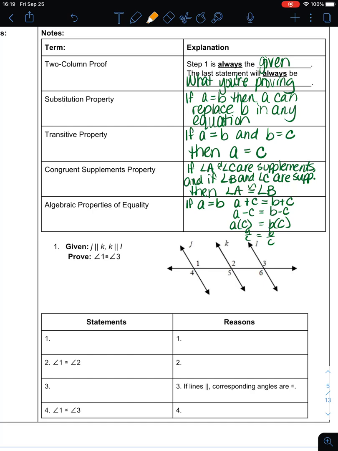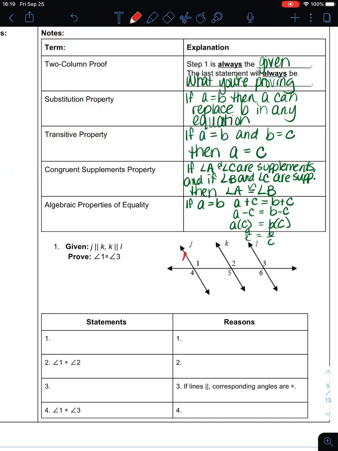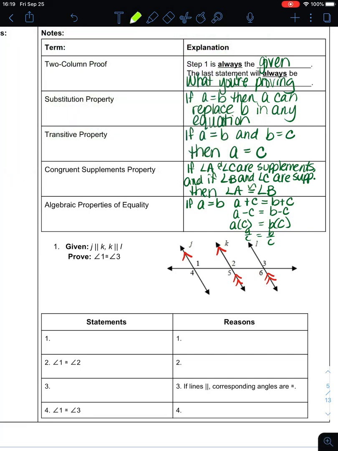So let's look at how to write a proof. We're given that J is parallel to K and K is parallel to L. I like to go in and mark what I know on my picture. J is parallel to K, I can mark that with these arrows. And then K is parallel to L, I'm going to mark separately. So that's what those little arrows mean. Now what I'm trying to prove is that 1 is congruent to 3. So you might come down here, maybe in a different color, and mark that 1 is congruent to 3. That's what we're trying to prove.